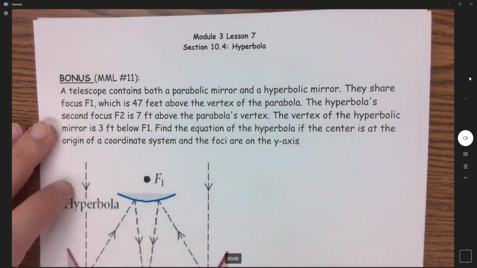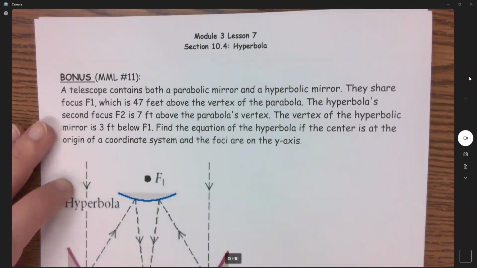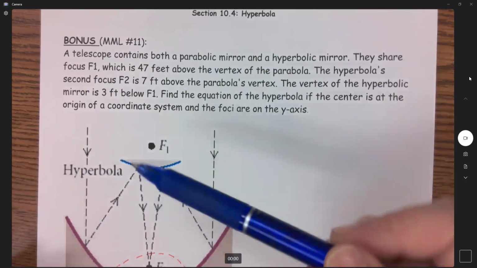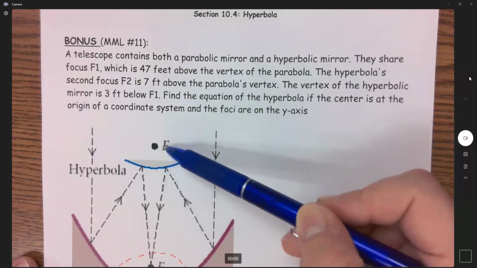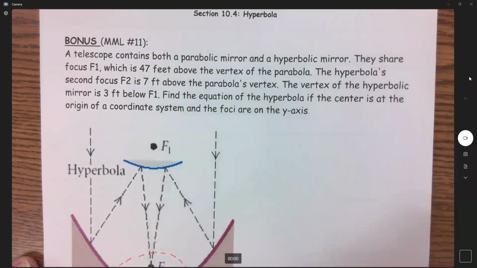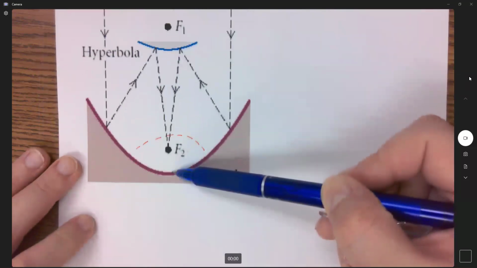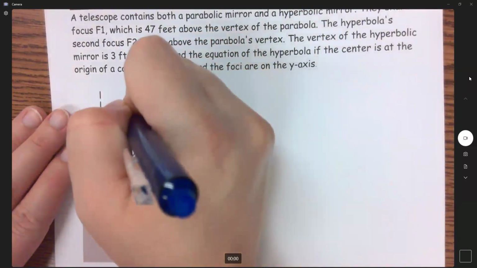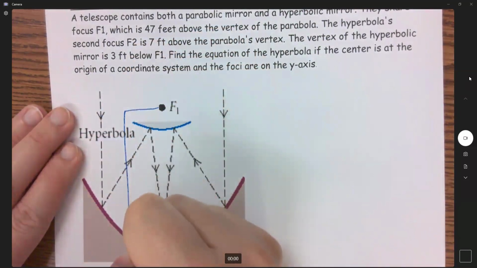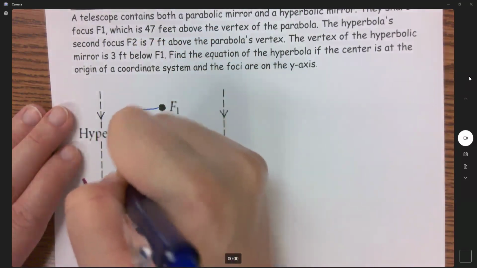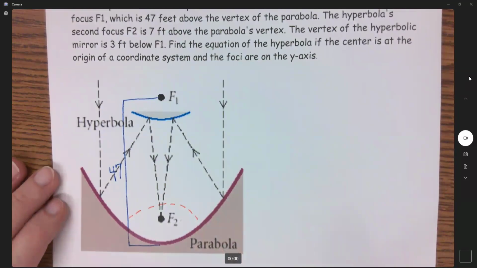And they share focus 1, which is 47 feet above the vertex of the parabola. So I'm going to draw that in as I read these. They both share focus 1, and the length from the focus to the vertex of the parabola is 47 feet. So from here to here is 47.